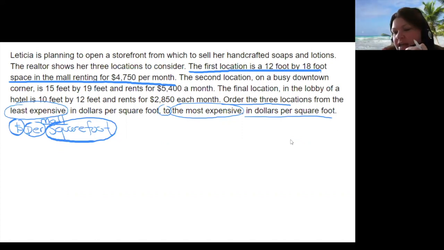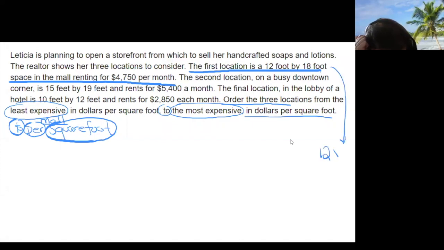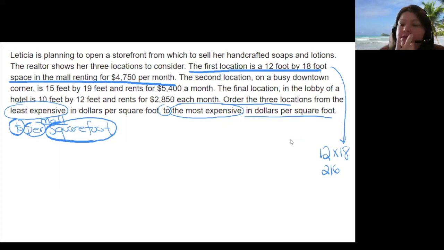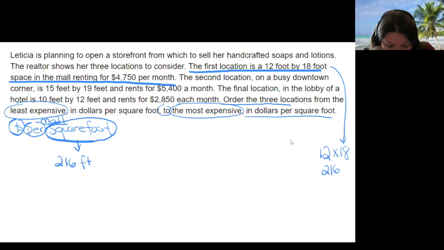I will see this again in geometry because it definitely involves a geometry concept. But yeah, if I'm talking square foot, I'm talking area. We're going to need to multiply the two dimensions here. So a 12-foot by an 18-foot location is how many square feet? Well, multiply the feet times the feet, and we'll get square feet, 216 square feet. Okay, so that's not the dollars per square foot, that's just the square feet. I'm going to write that right under that. I have 216 square feet. Okay, any other thoughts?